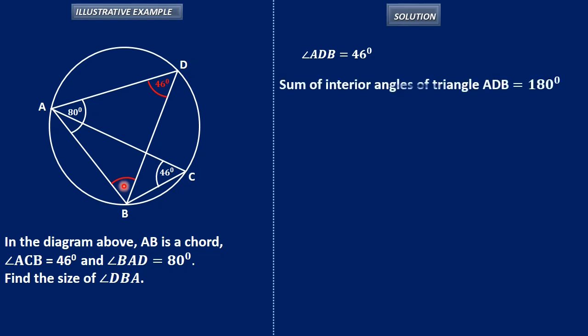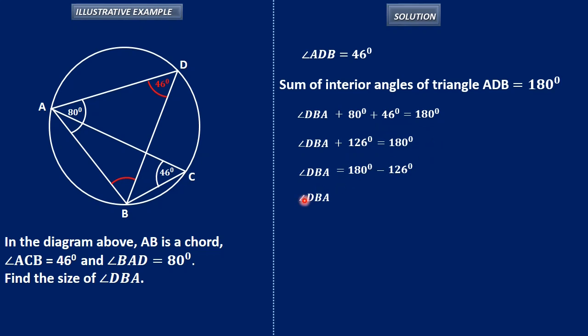So angle DBA plus 80 degrees plus 46 degrees should give us 180 degrees. So we add 80 to 46 and it gives 126 degrees. And 126 crosses the equal to sign to subtract from 180 degrees. And finally, angle DBA gives 54 degrees.